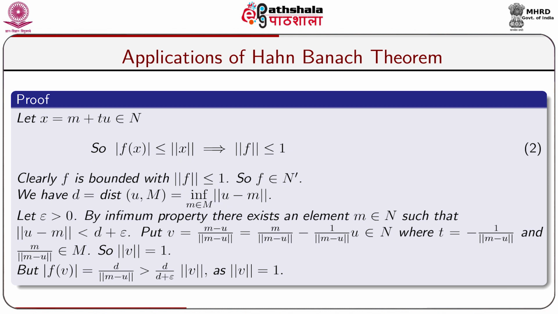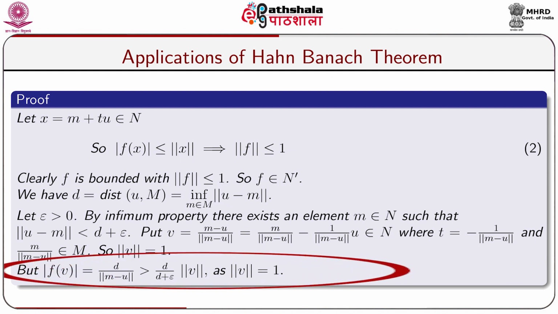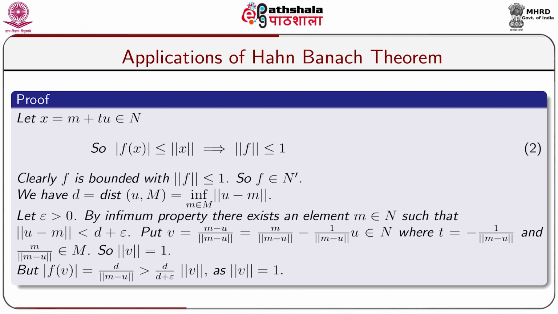So, norm of v is equal to 1, but modulus of f(v) is equal to d by norm of m minus u, which is greater than d by d plus epsilon into norm of v, as norm of v is equal to 1. In the earlier step, we have obtained modulus of f(v) is equal to d by norm of m minus u into 1 and norm of v equal to 1.